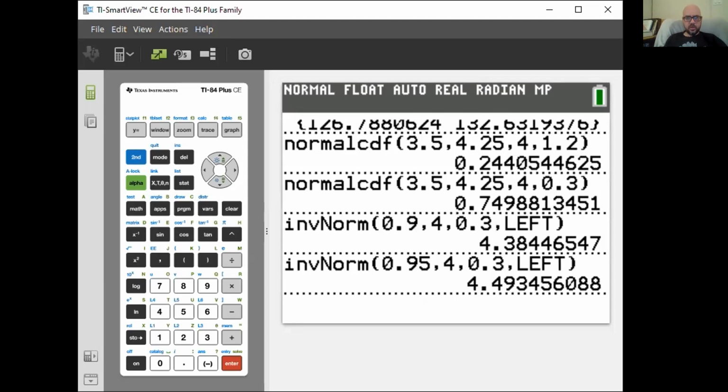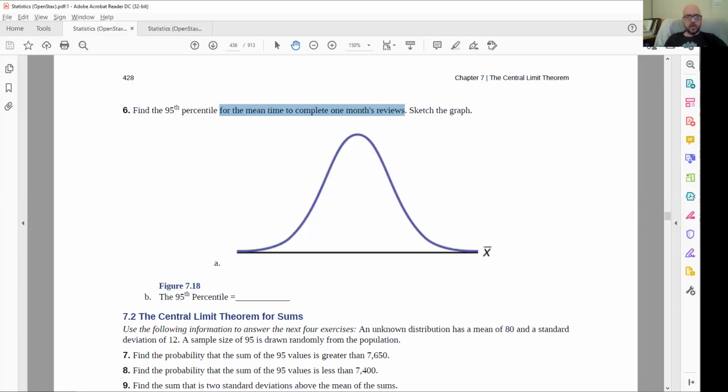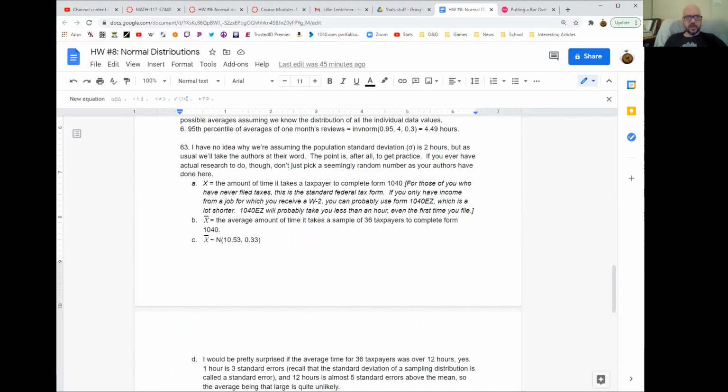Okay, back to the book here. Oh, I forgot what question we're on here. What number are we on? 63. Oh yeah, that's right. We jump all the way over there. So 63 is about taxes. That's not the right one. It's this one.